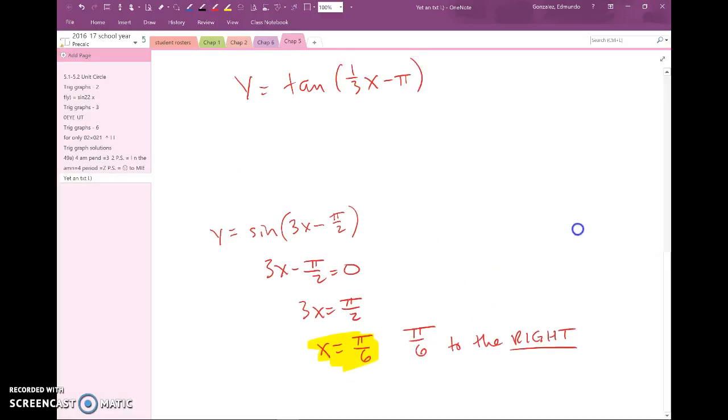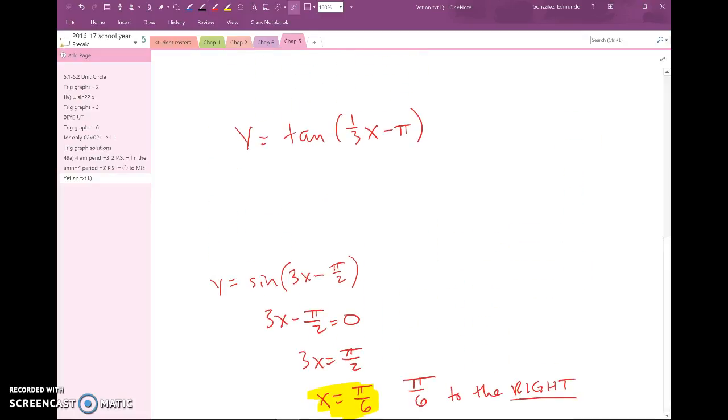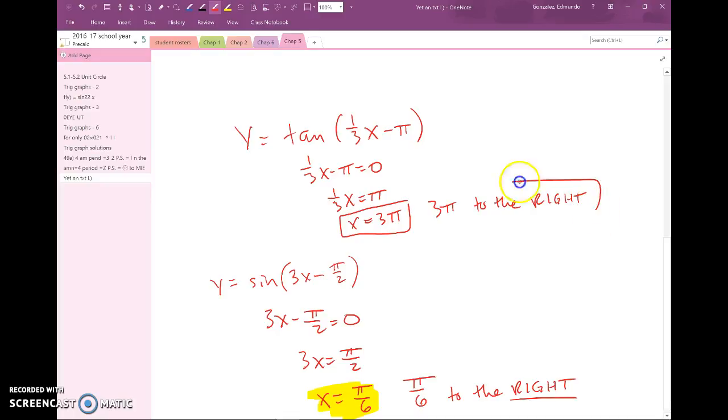So scrolling back up to that one that you were asked to try as an example, what would the phase shift be here? Well, we'll set 1/3 x minus pi equal to 0. That means 1/3 of x equals pi, and so x equals 3 pi, and this means that there is a phase shift of 3 pi units to the right. So hopefully you got that one correct.